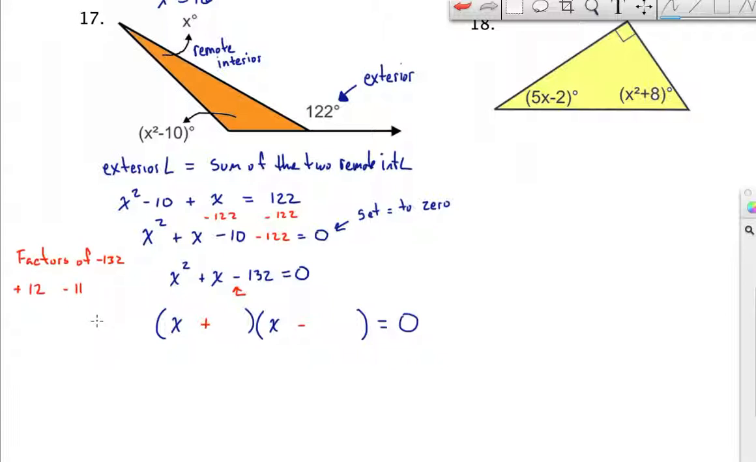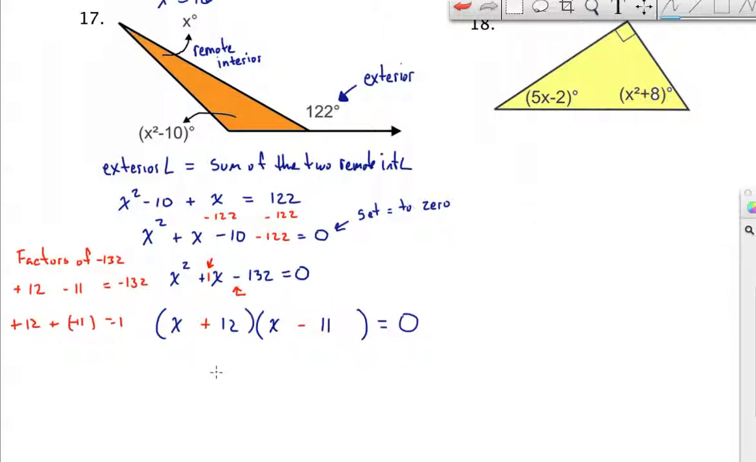I mean, 132 has other factors in it, of course. 2 goes into it, so there are several different combinations, but 12 times negative 11 is going to give us negative 132, and when you add them together, they give you 1, which is what we want here. This is a 1x here. So this would be x plus what? x minus what? Plus 12, minus 11.